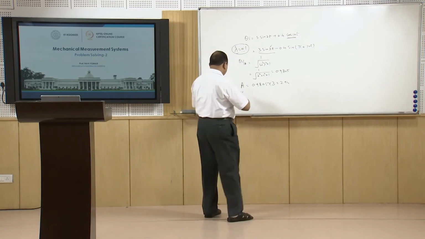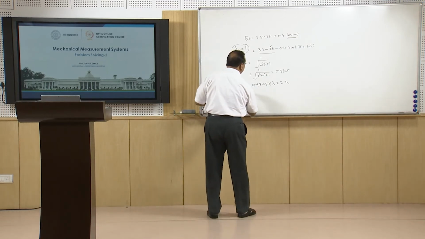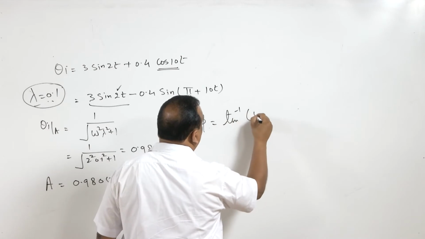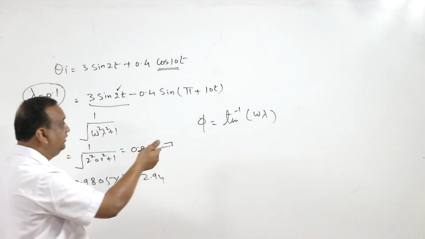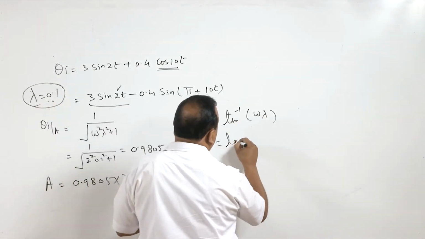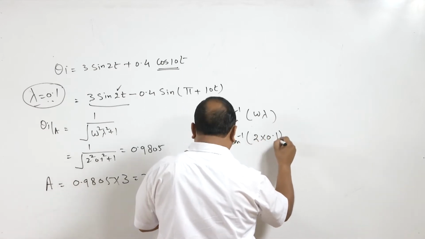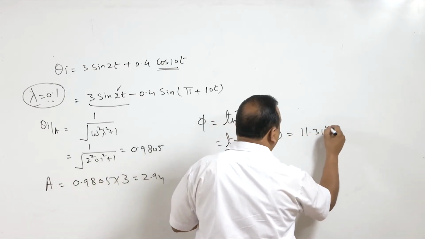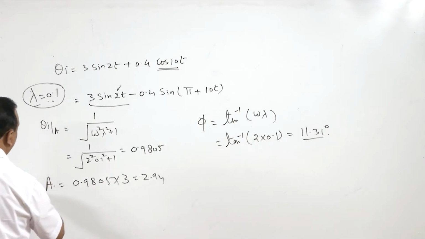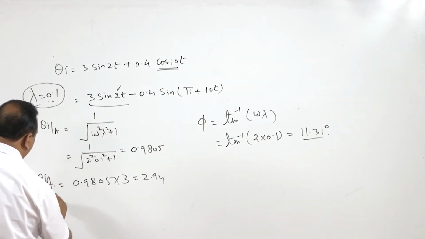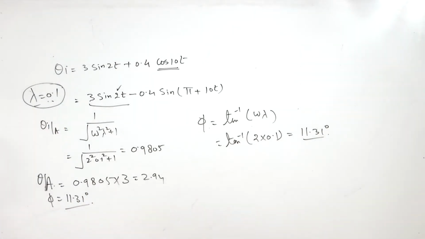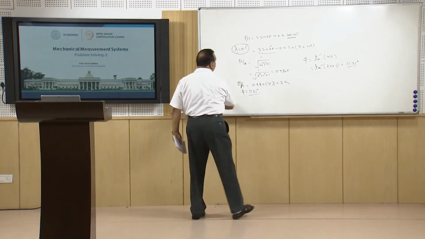Okay, and regarding the phase lag phi, it is tan inverse omega lambda. This is the phase lag, or the phase angle is tan inverse minus omega lambda. Either way we can write. So the phase lag is tan inverse 2 into 0.1, which is going to be 11.31 degree. So this is the amplitude of A, and this phase angle is 11.31 degree. Similarly, we can do for this. This is part A. Okay.